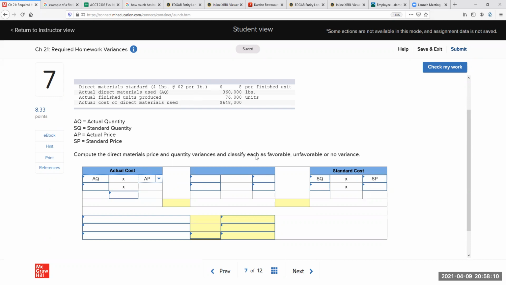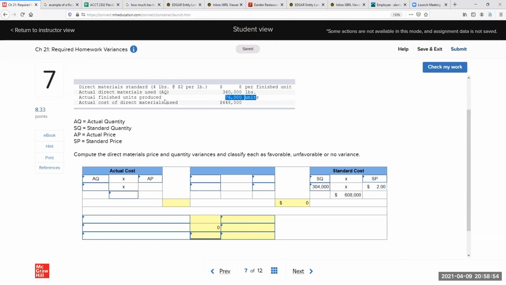So let's see if we can put this together. Here, we're supposed to use 4 pounds, and we pay $2 a pound. But I'm making 76,000 units, so 76,000 units times the 4. Let me just see here if I put 304 times the $2, I should have spent 608,000. Now, how did I get to 304? 4 pounds times 76,000 units. 4 times 76 means I should have used 304, times $2 is 608.